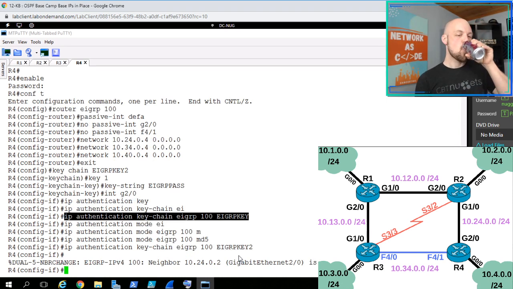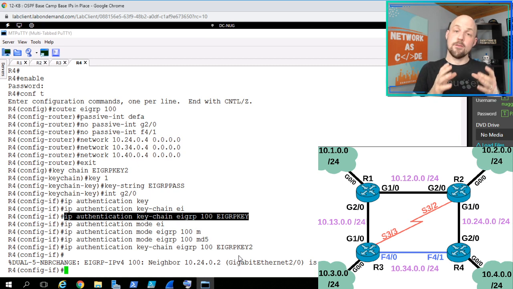That's real life. All right. So authentication is there. So it wasn't smooth, but hey, we got the job done. The first step is to create the keychain. Then we get onto the interface. Then there are two commands. We have to enable the keychain itself and hopefully type in the right name for the keychain. And then second of all, we have to enable the mode, okay?